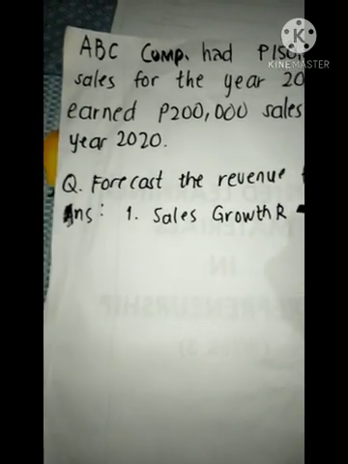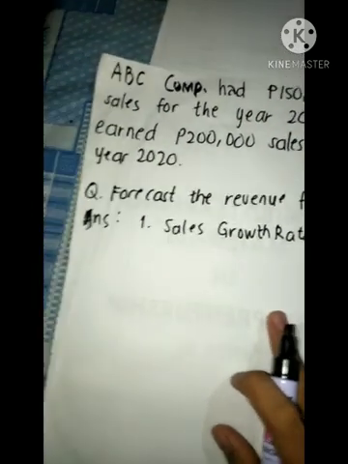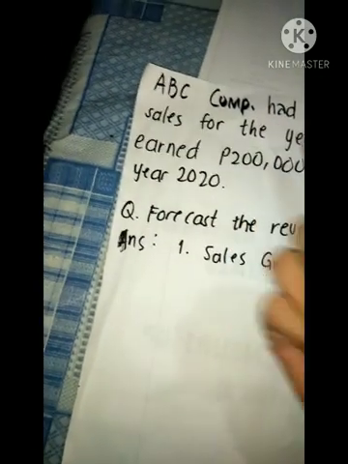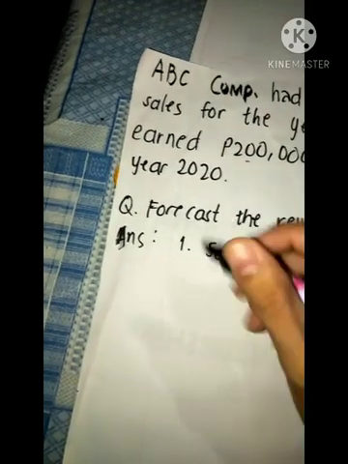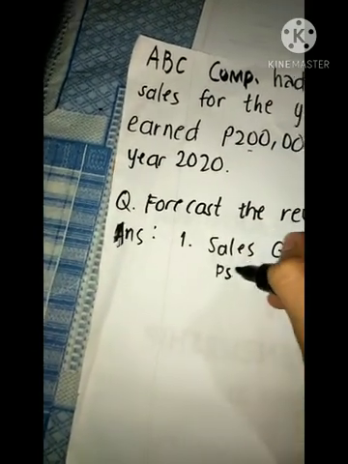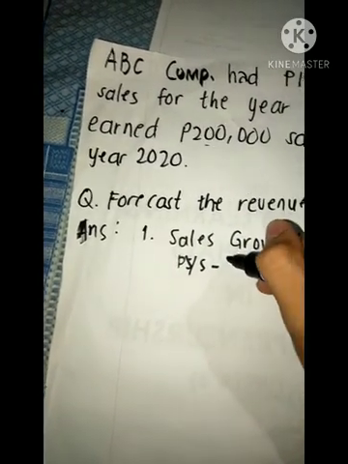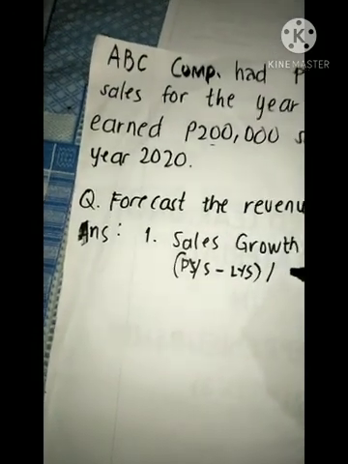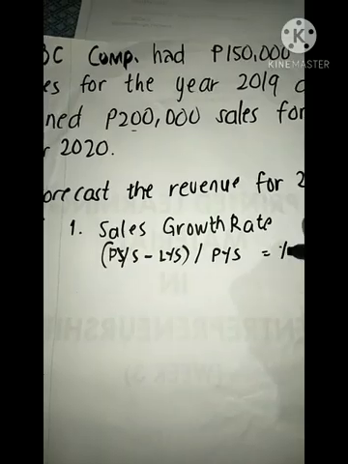Tama ba yan? Growth rate. Ano ang formula ng sales growth rate? So, present year sale. Ano ba ang present year? Present is the 2020. So, ito ang kukunin nyo. Present year sales less last year sales. Okay, so i-divide mo yan sa present year sale. Yung makukuha mo is the rate.